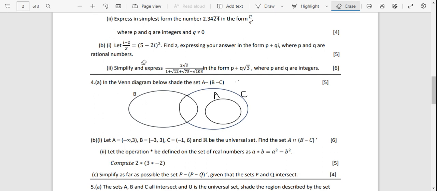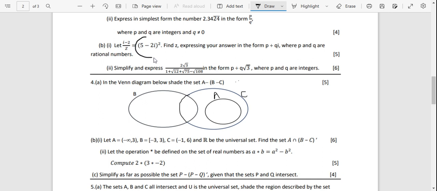All right, the next one. Let i minus 2 over z be equal to (5 minus 2i) squared. Find z, expressing your answer in the form p plus qi. So, the thing here is not to make sure that we do all questions. The thing is you make sure that you grasp the concept, because whatever the question they might bring, if you know just the concept, you are going to do it.